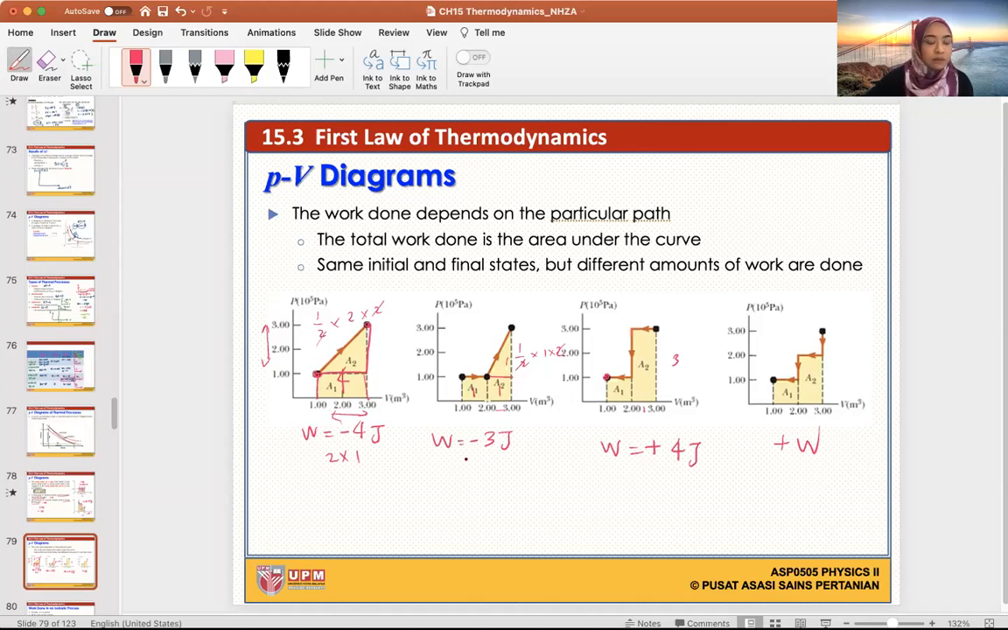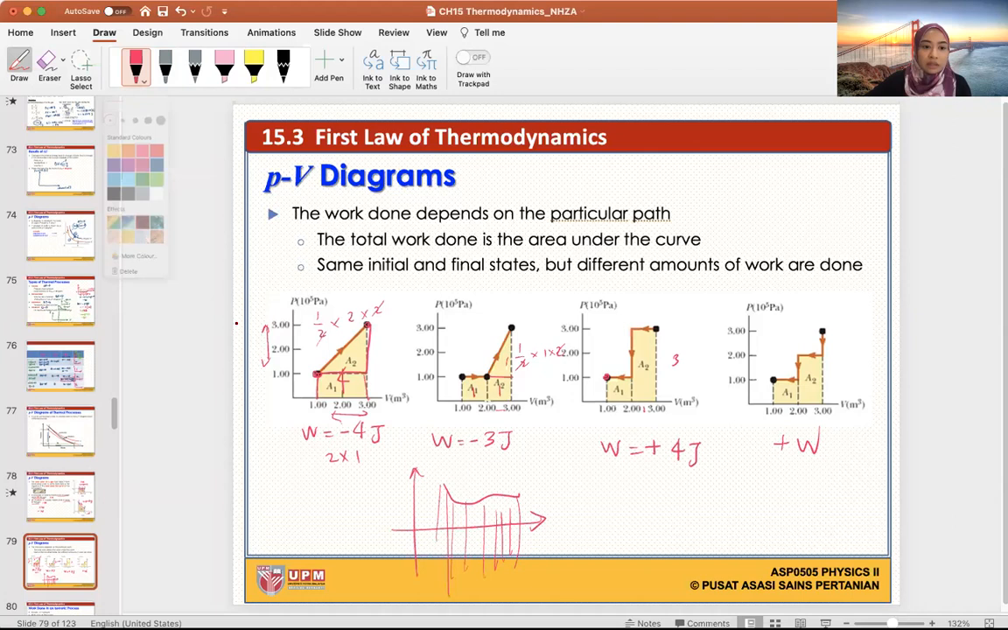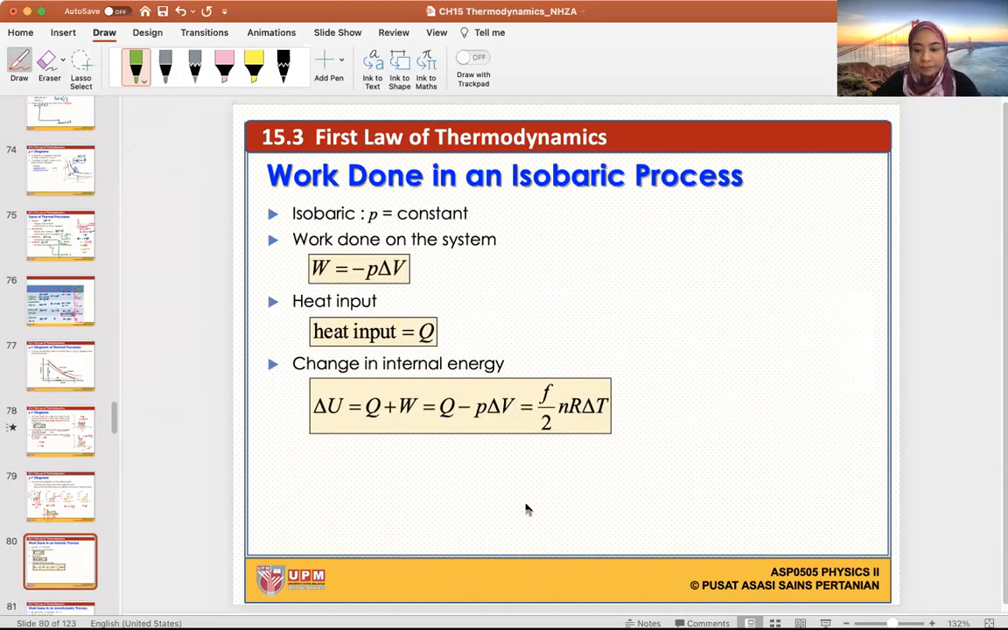What if your graph is like this? Do you calculate the entire area under the curve? The answer is no. You only calculate up to the x-axis only. Okay? Only up to that point. Below the x-axis, you don't have to care about it. Okay? Moving on. So that was the PV diagram.